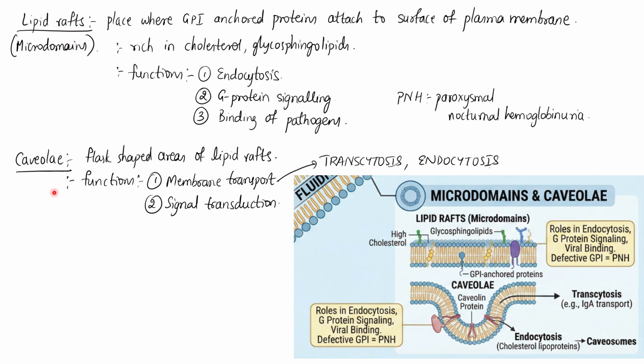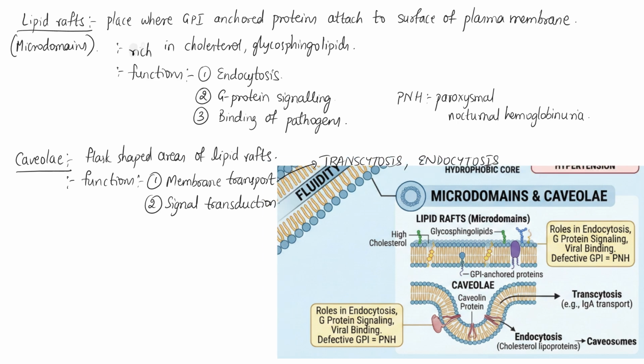Then next comes the caveolae. What are caveolae? These are also the areas present in the lipid rafts, but flask-shaped areas. As you can see, the depression. Flask-shaped areas of the lipid rafts. They contain proteins called caveolin. And here the function of the caveolae is endocytosis of cholesterol-rich lipoproteins forming caveosomes, or transcytosis, allowing antibodies like IgA to travel through the cells.